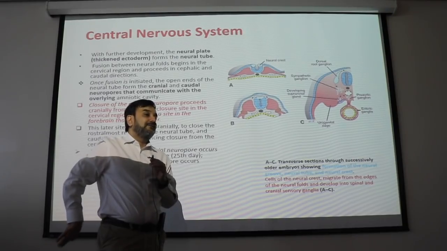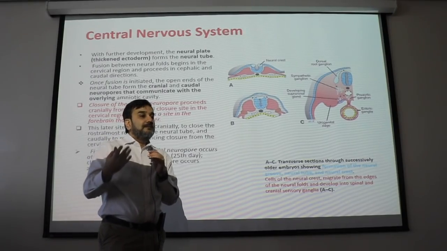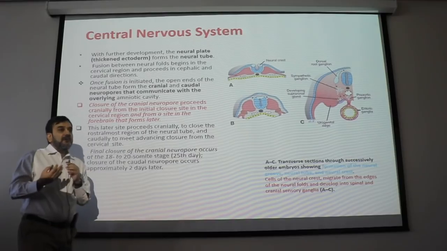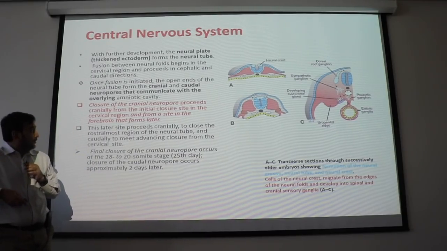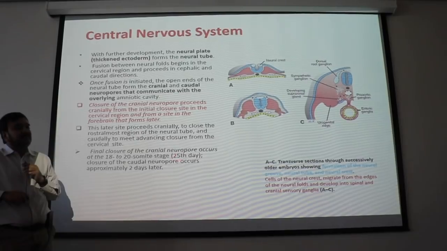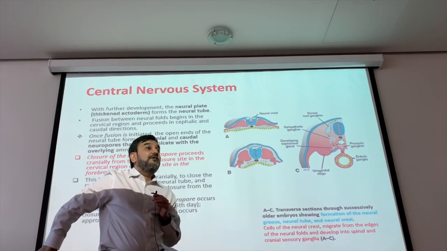Similarly, the caudal end of the neural tube is going to still remain open into the amniotic cavity, giving rise to cranial and caudal neuropores. So you have the cranial neuropore going to close around the 25th day of development.